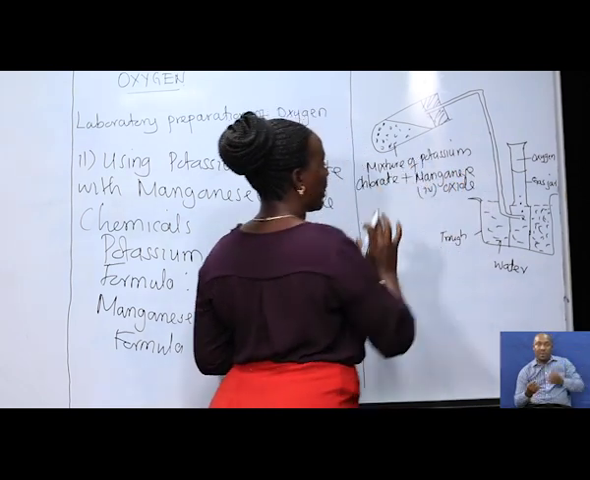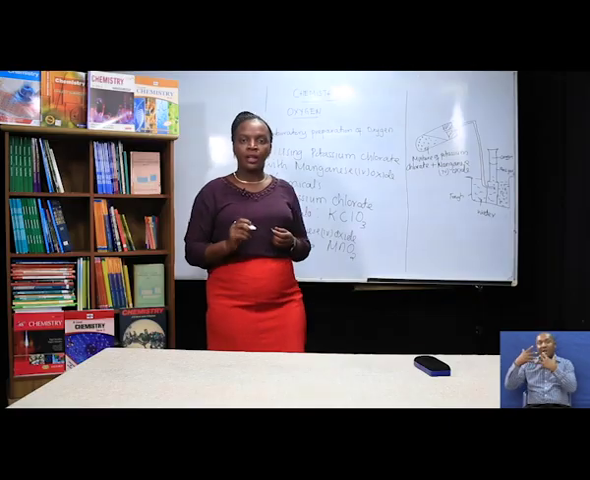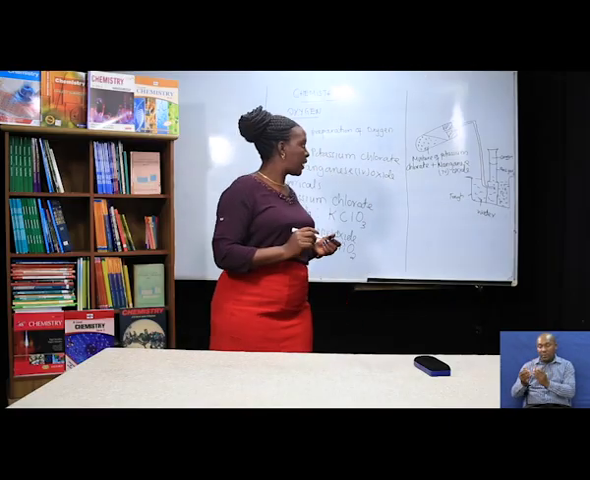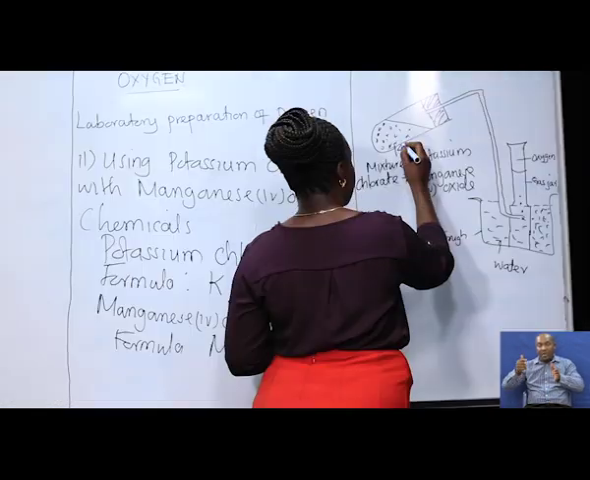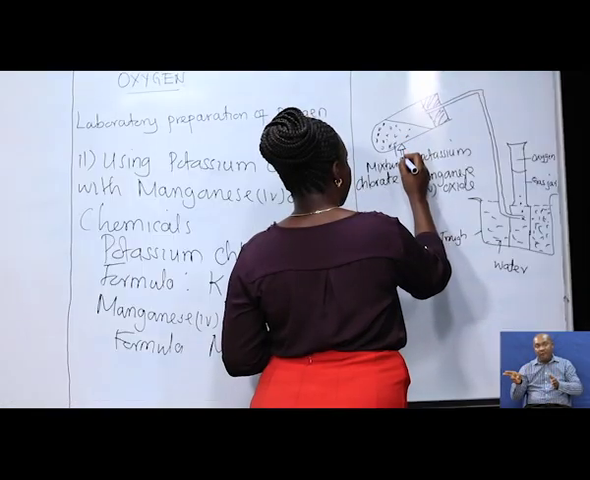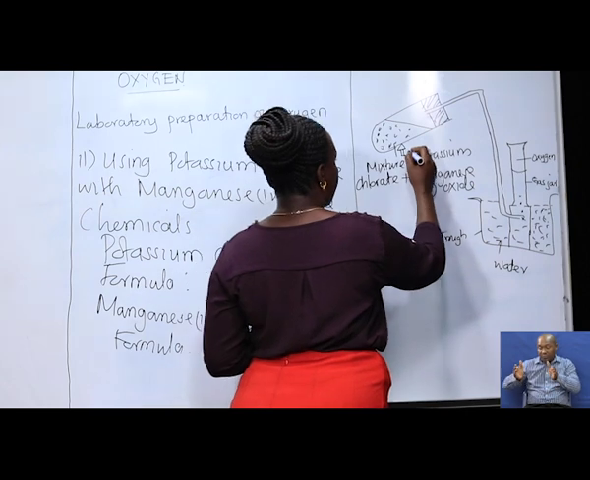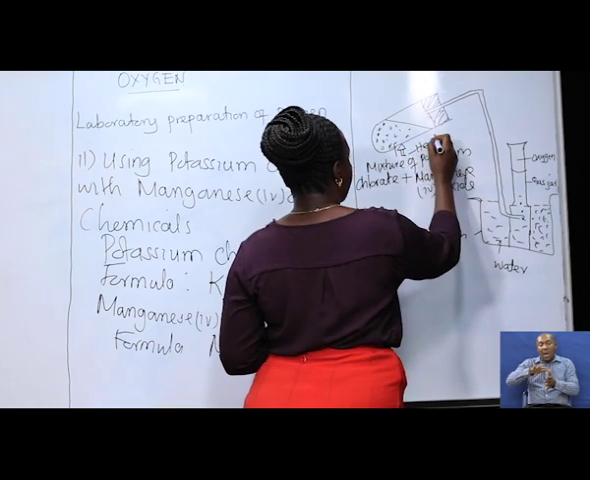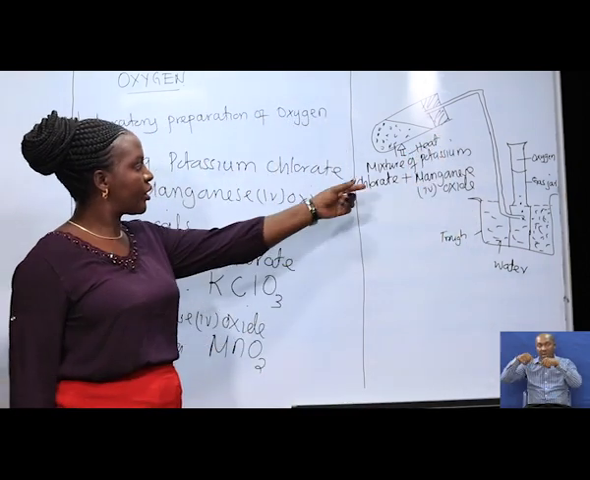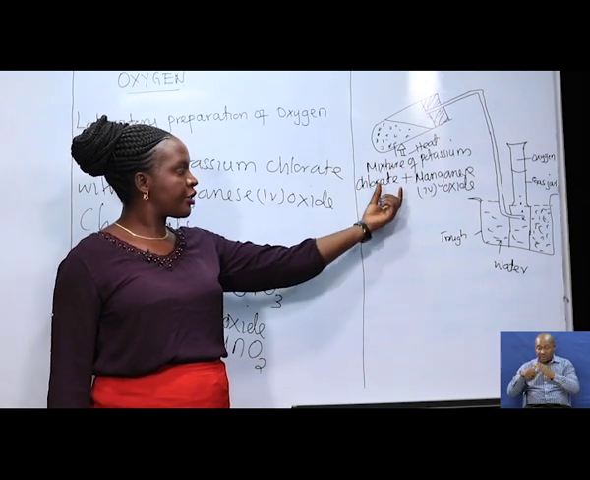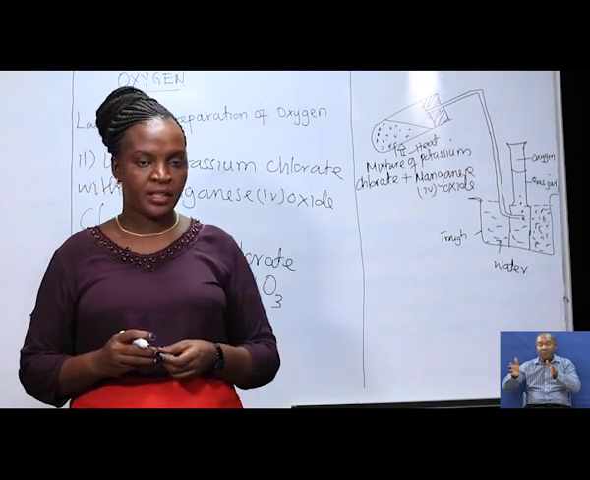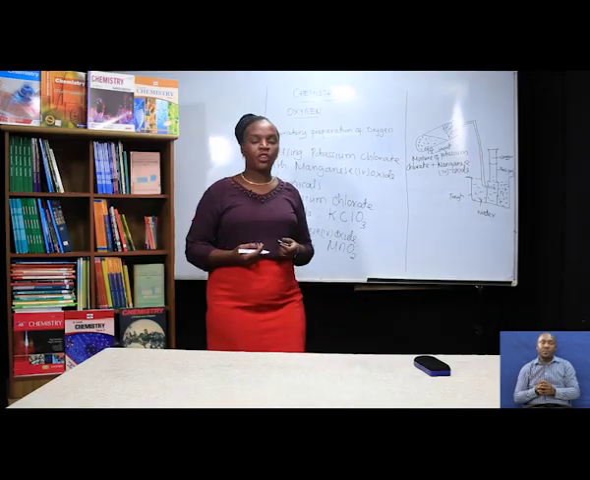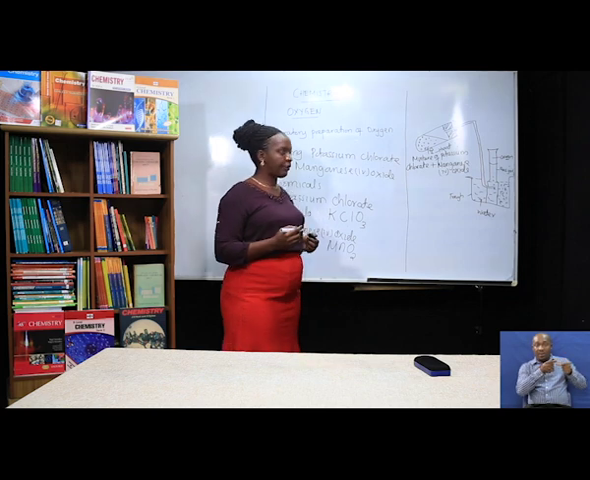So when these two chemicals react, manganese IV oxide will assist the decomposition, but don't forget the heat. Because if there's no heat, the reaction won't take place. So there is heat here. This one will assist the mixture to decompose. So potassium chlorate will decompose in the presence of manganese IV oxide. And after decomposing, oxygen gas will be given out.